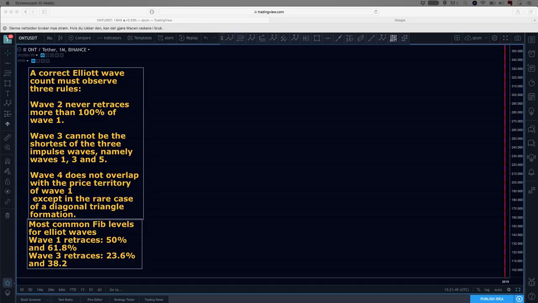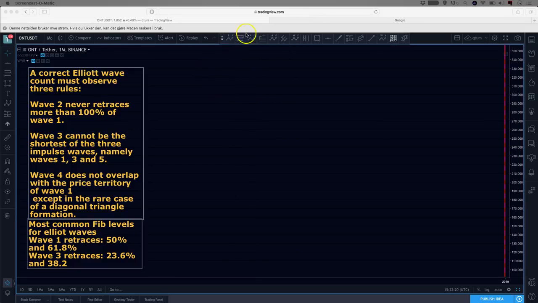Together with the fib levels, we can determine how far we will go or how much we will retrace based on recognizing the wave pattern and measuring it. So I also placed here the most common fib levels for Elliott waves. Usually wave 2 retraces between the 50% and the 0.618, and wave 4 retraces between the 0.236 and the 0.382.